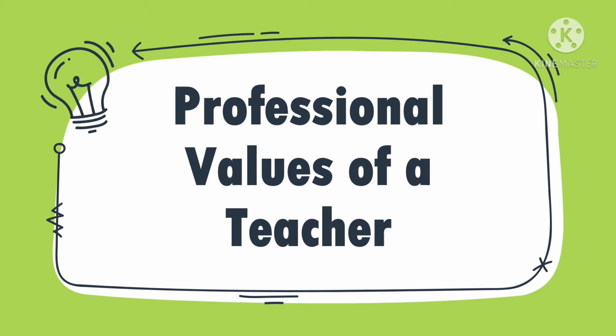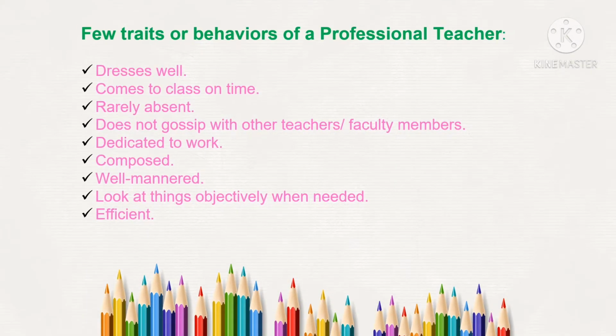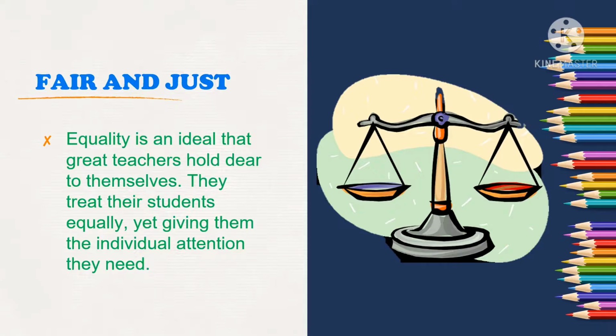The professional values of a teacher. There are few traits or behaviors of a professional teacher. A professional teacher dresses well, comes to class on time, rarely absent, does not gossip with other teachers or faculty members, dedicated to work, composed, well-mannered, look at things objectively when needed, and efficient. Fair and just. Equality is an ideal that great teachers hold dear to themselves. They treat their students equally, yet giving them the individual attention they need.